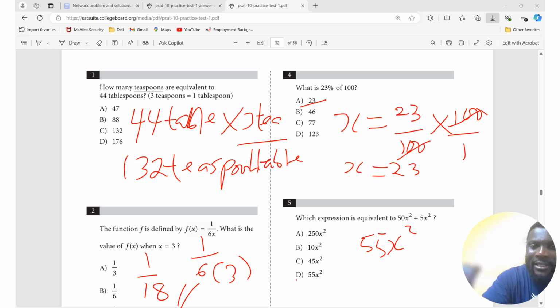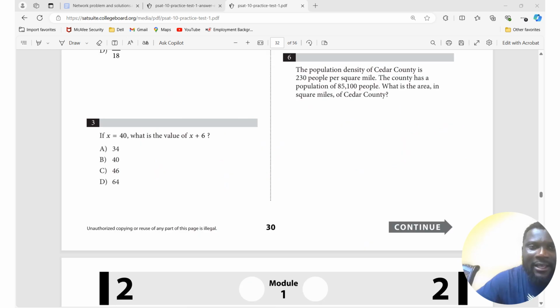55x squared. That's the answer. Okay, that's it. Let's go to the next slide and see what we have there. So now this next question says if x is equal to 40, what is the value of x plus 6? Very straightforward. What is the value of x plus 6?